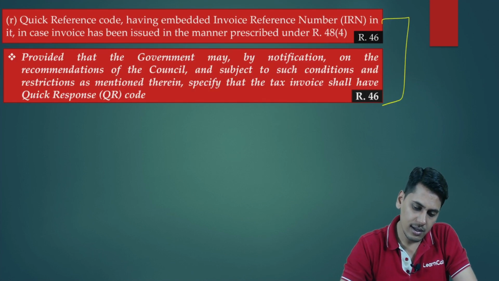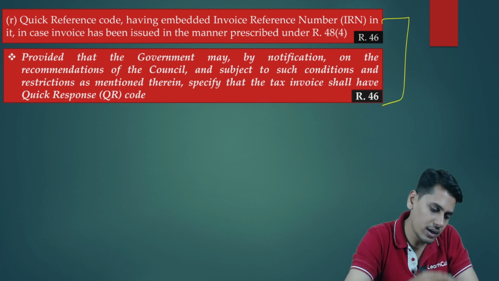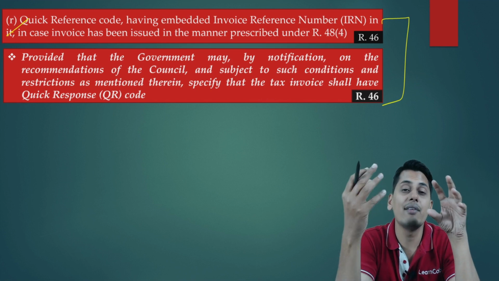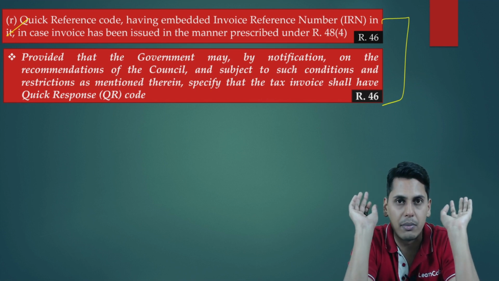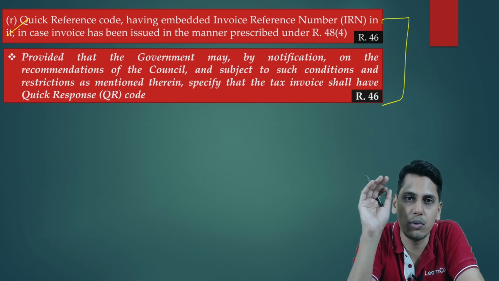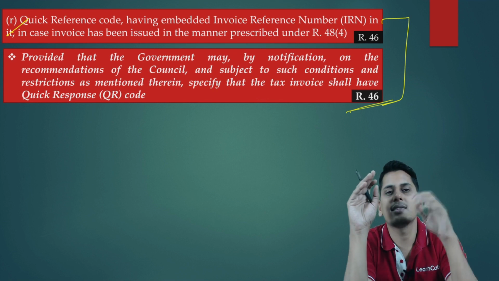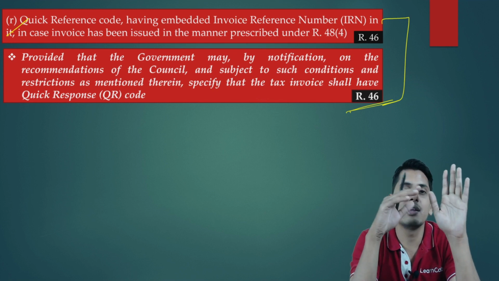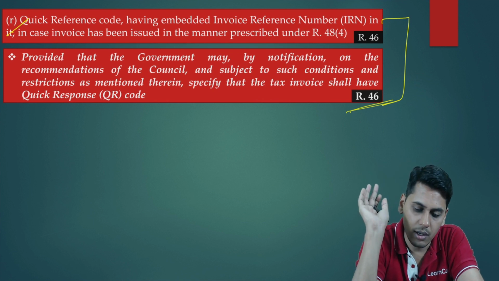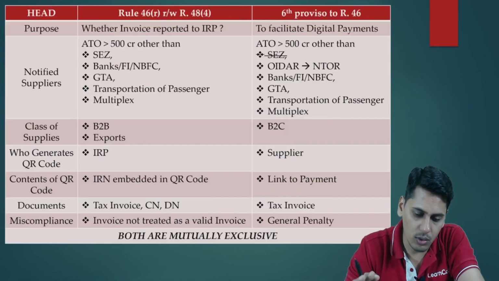So friends, we have seen two types of QR code in rule number 46. In rule number 46 sub rule (1)(r), we have seen a QR code having an embedded invoice reference number in case the invoice is issued in accordance with rule 48 sub rule 4. Sixth proviso to rule number 46 tells you that certain notified persons, against the invoices which are raised by them, shall contain a dynamic QR code. Now friends, let us try and differentiate between these two types of QR codes which are available.